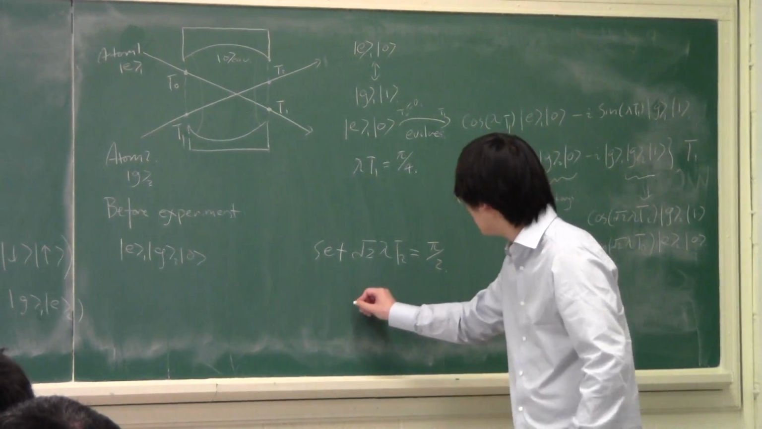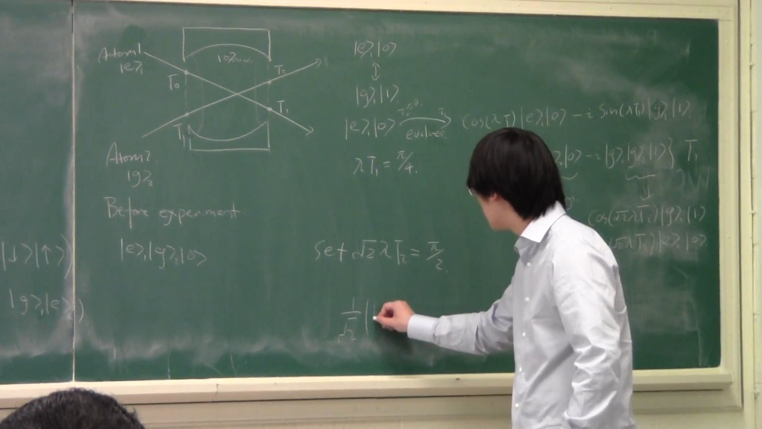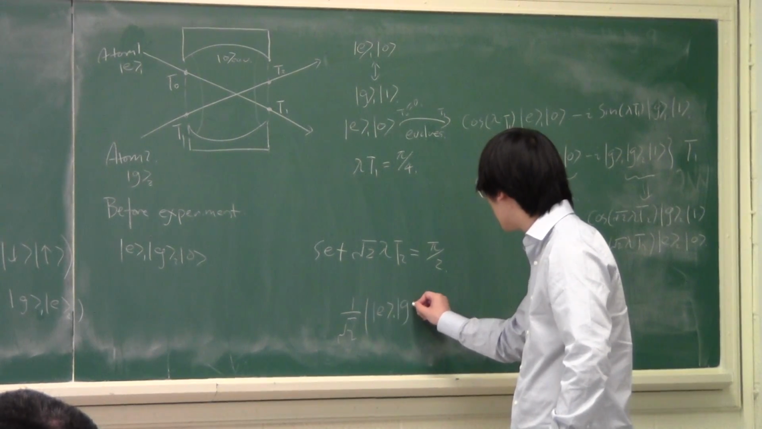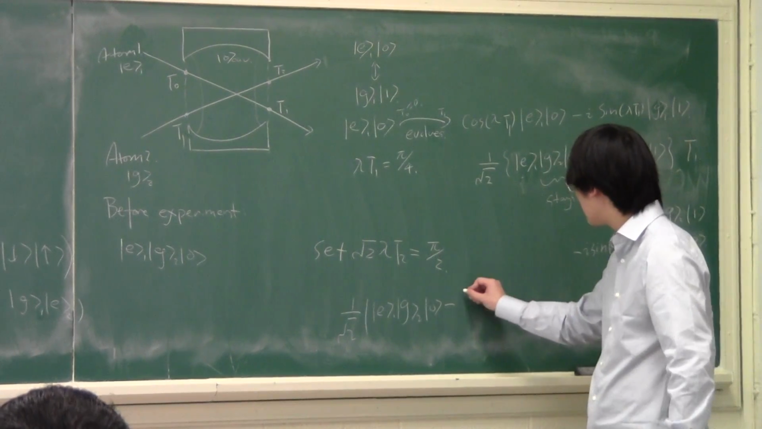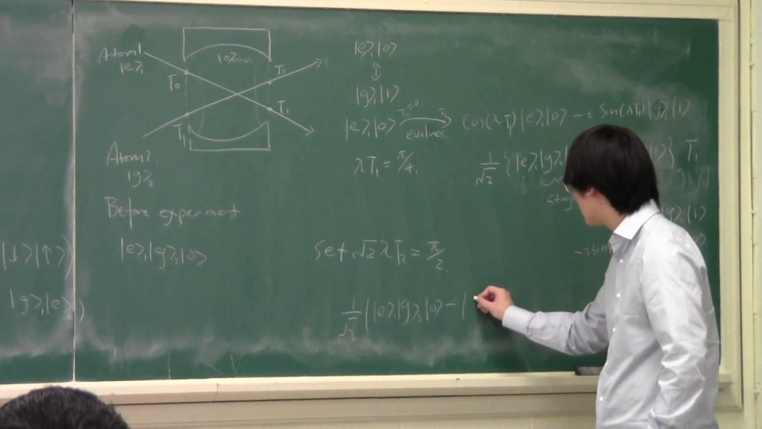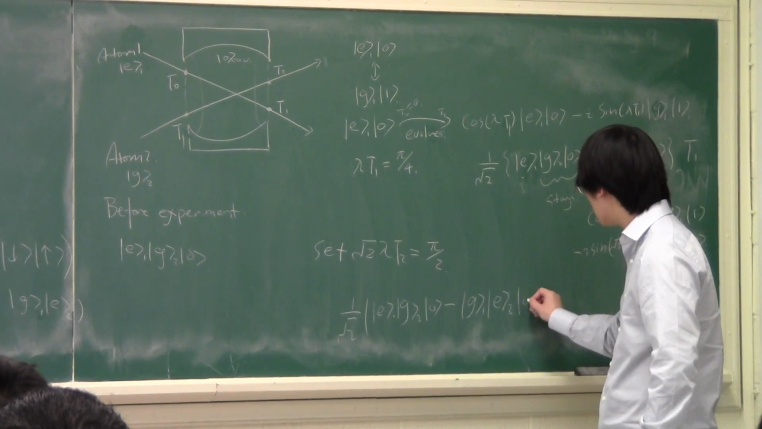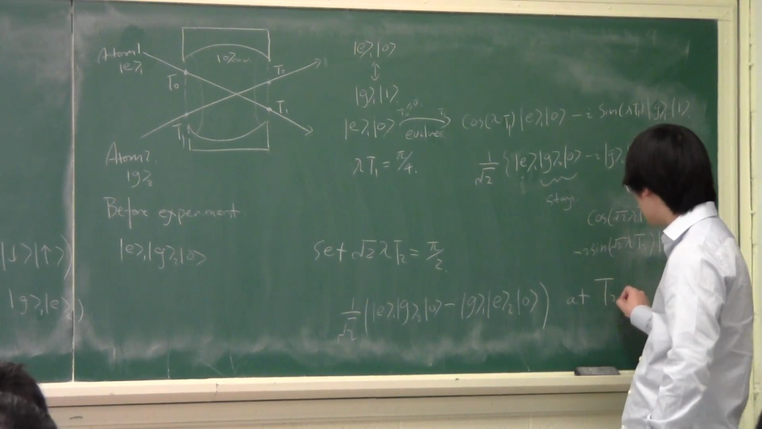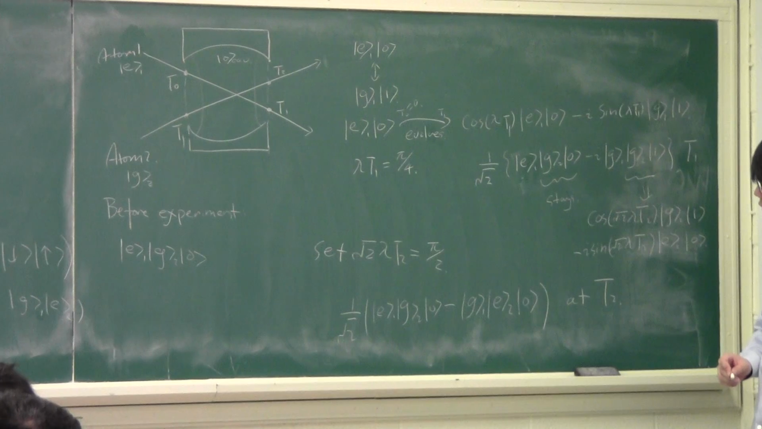It's going to be 1 over square root of 2 times the excited state of the first atom, G2, 0, minus G1, E2, 0, at time T2. Now you notice that the state of the cavity is completely factorizable from this product.